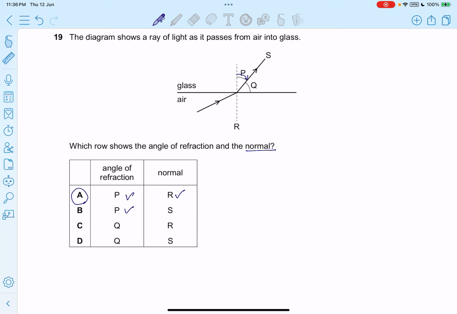S is just the incident ray, the refractive ray. This is the incident ray, and then this is the refracted ray. So 19, the correct option is A.